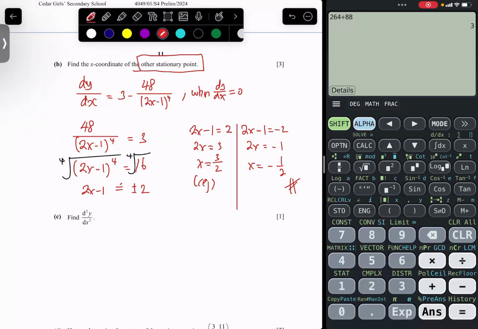Next, find d2y/dx squared. So d2y/dx squared will be, dy/dx equals 3 minus 48 (2x minus 1) to the power of negative 4.